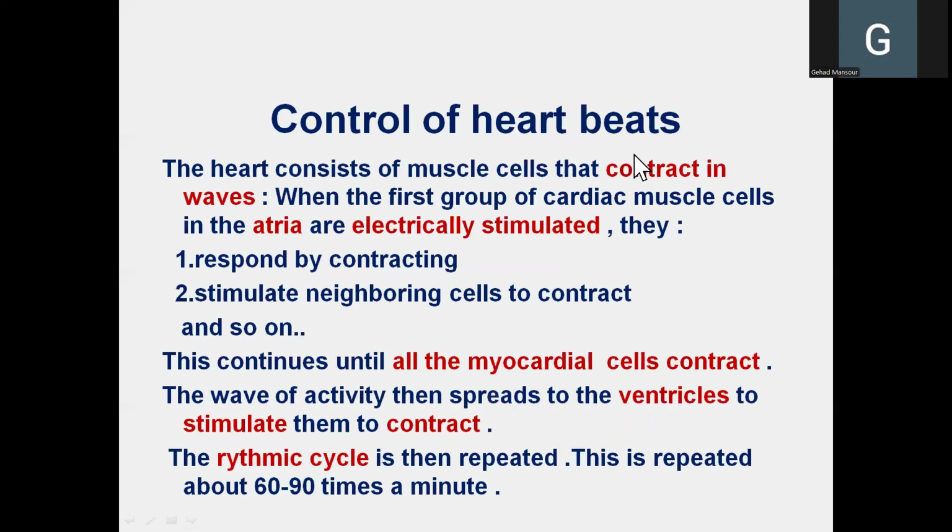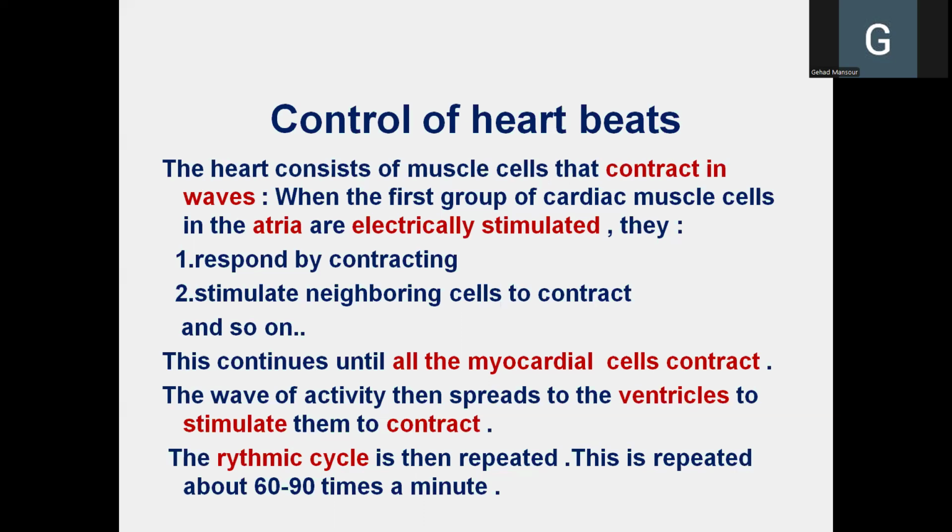The control of the heartbeats is essentially via the pacemaker of the heart. And what is a pacemaker? A pacemaker is a structure that regulates the heart rate. So what does it mean that the sinoatrial node is the pacemaker of the heart? This means that the sinoatrial node will regulate the heart rate and rhythm, and will force all the myocardial muscles to follow its pace, to follow its rate and rhythm.